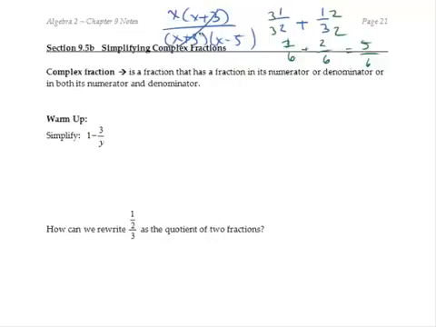There's one more type of fraction that we need to deal with, and that is a complex fraction. It means that it has a fraction within a fraction. So a fraction that has a fraction in its numerator or its denominator or both. So for example, something like this right here is a complex fraction where you have 1/2 divided by 3. It's a fraction that has a fraction in the top, in the numerator. So we're going to learn how to simplify those today.